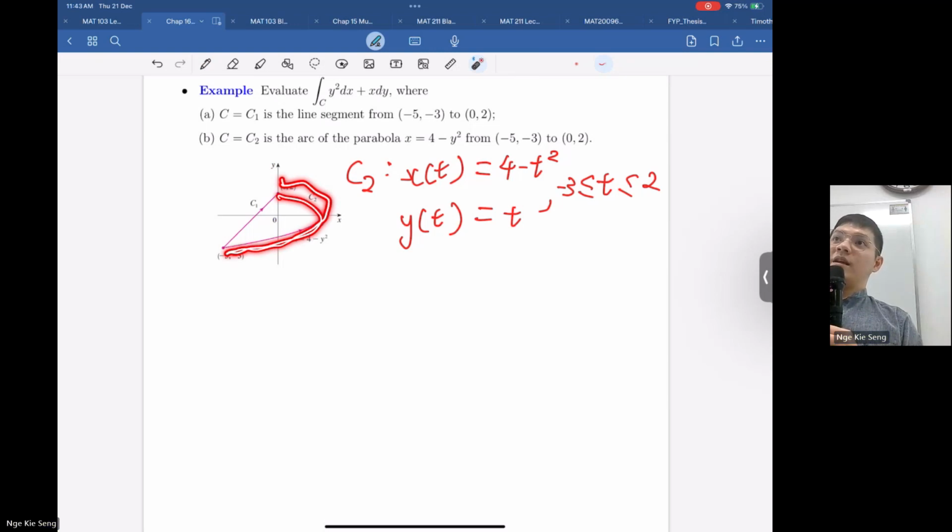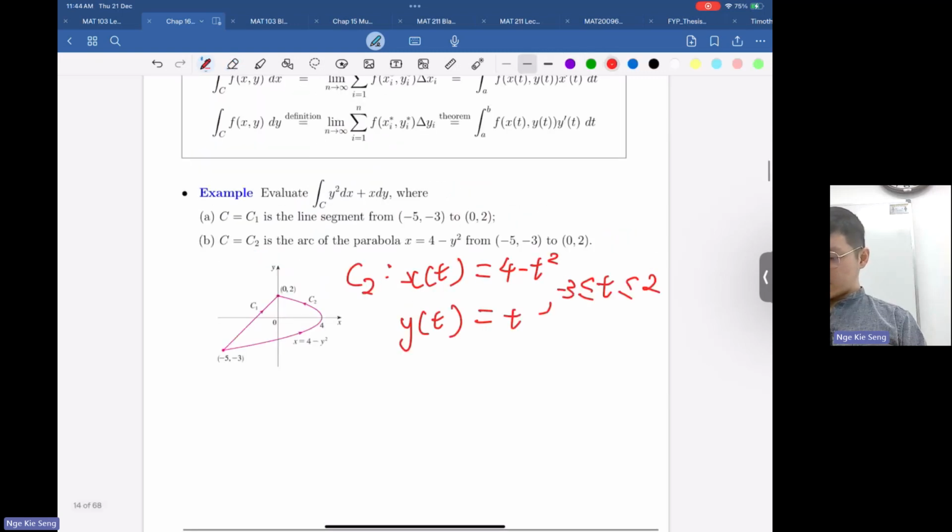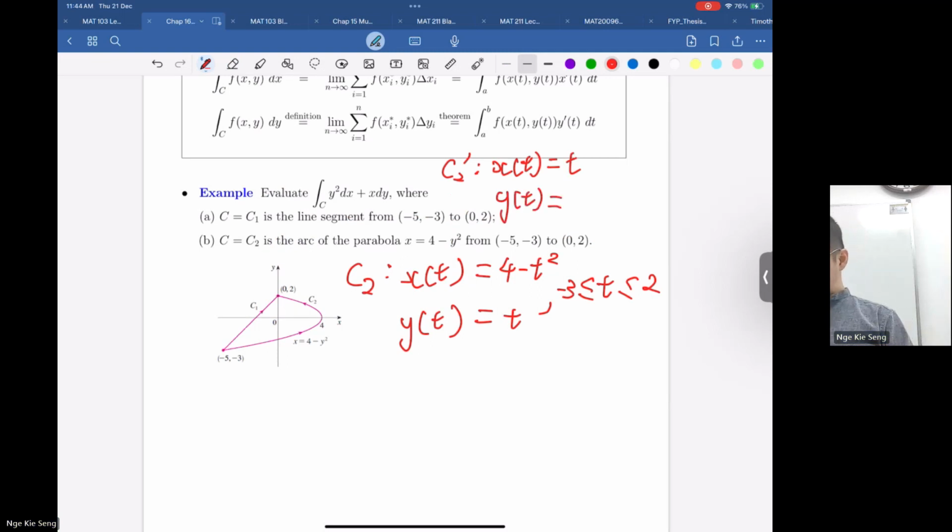Actually, this parabola is something like this, right? So you need to pick whether it's on the positive side or the negative side. Which one? Negative. Then you need to pick the negative one. Right. So if you happen to pick another C2, xt equals to t, then yt you need to pick correctly.